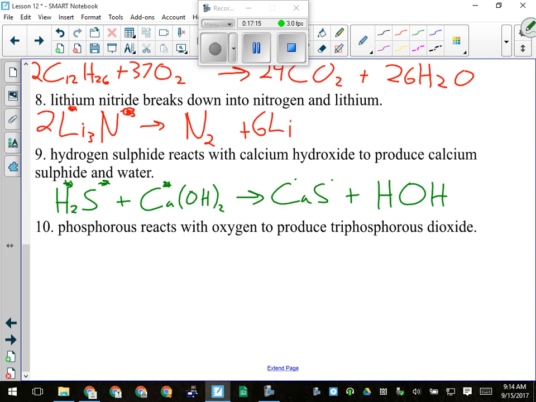It does matter, it's wrong. If I write Ca2S2, I'm saying the molecule has 2 calciums and 2 sulfurs in it, which it doesn't. It's 1 to 1. All right, so now I've got a balance.